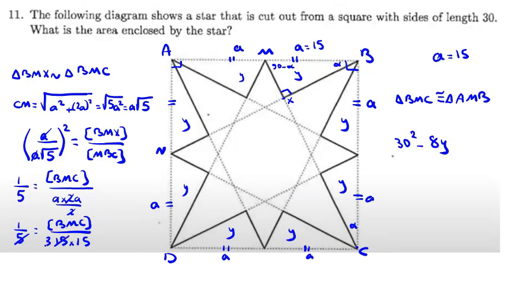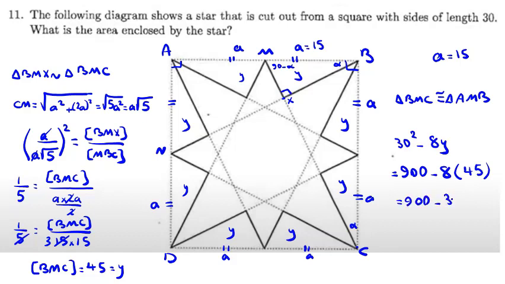If we multiply both sides by 5, it will be 3 times 15, 45. So area of BMX equals 45. Now here we can say it is 30 squared, 900 minus 8 times y. The area is 45, so it will be 900 minus 360, which equals 0. 10 minus 6, 4. 8 minus 3, 5. So the answer is for solving problems like these area ratios.